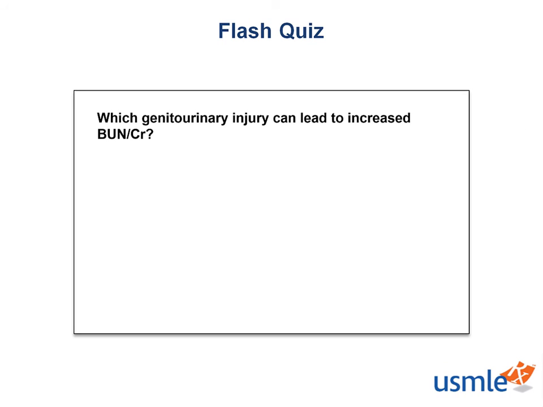Alright, flash quiz. Which genitourinary injury can lead to increased BUN creatinine ratio? Superior bladder wall or dome injuries. Remember that this leads to urine accumulation in the intraperitoneal space.